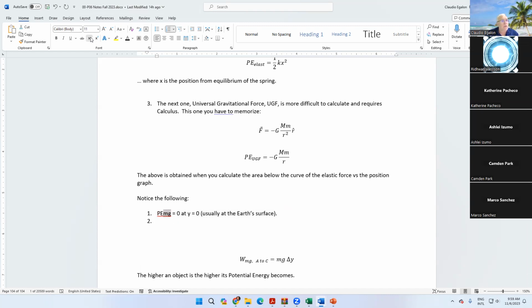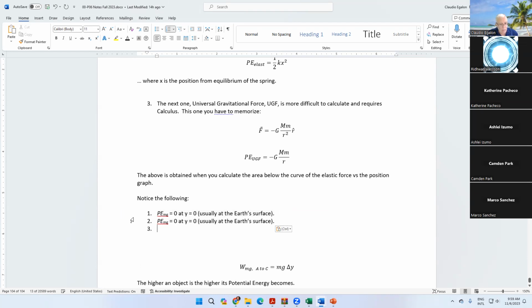Very soon we're gonna go to our break. Okay. PE elastic is equal to 0 at x equal to 0, which is always the position of equilibrium of the spring.